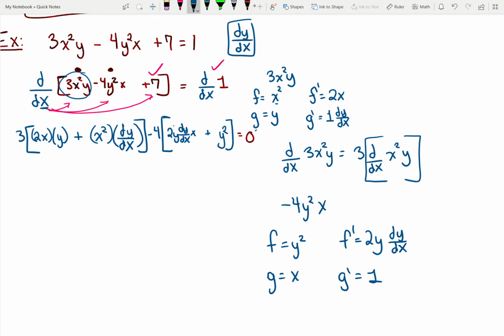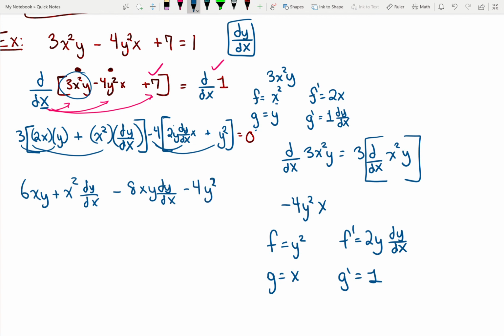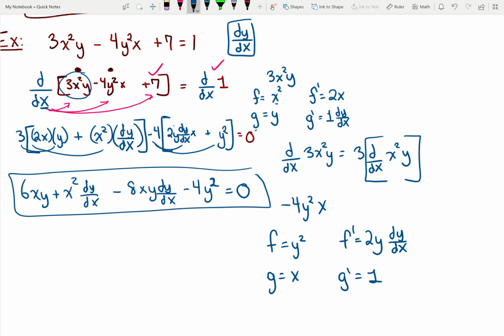So let's just simplify a little bit here. I'm going to distribute this 3 to each term. So I'm going to have 6xy plus x squared dy/dx minus, now I'll distribute this minus 4 across, minus 8xy dy/dx minus 4y squared, all equaling 0. Okay, so this is what we're working with here. Remember, our goal here is to isolate dy/dx. We're trying to make them into one term and then isolate it.